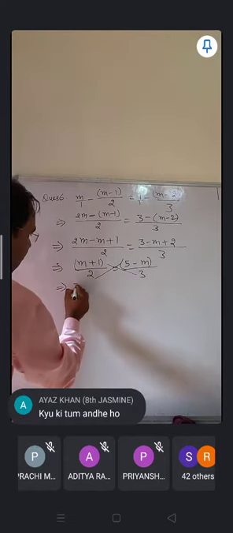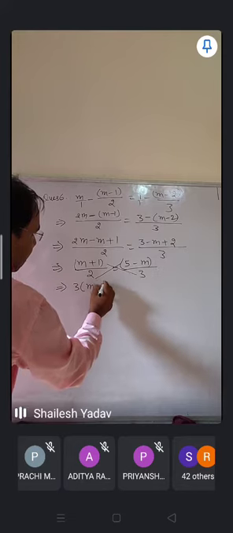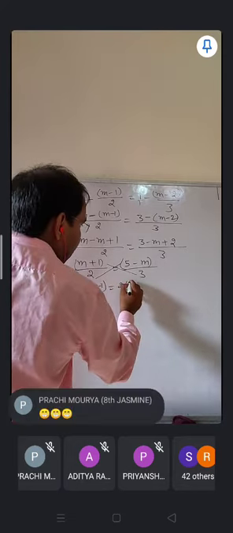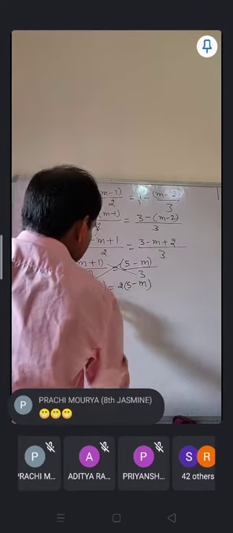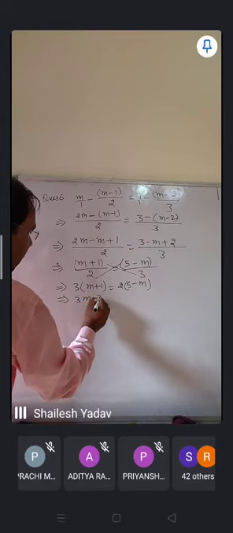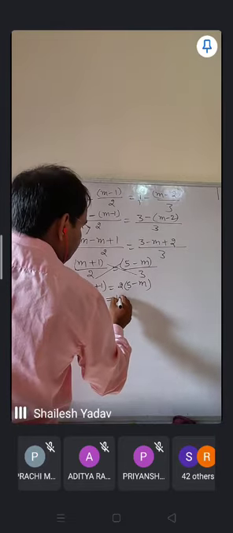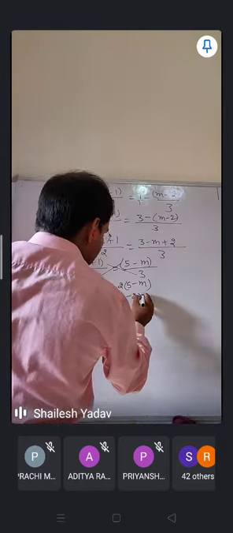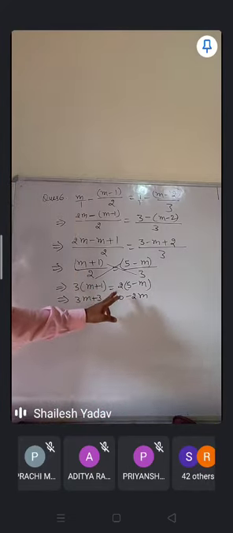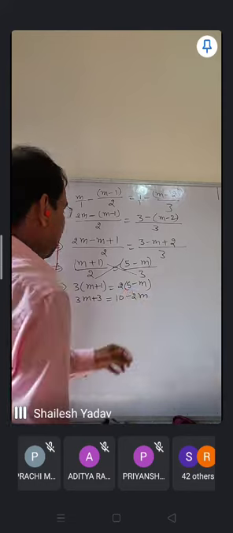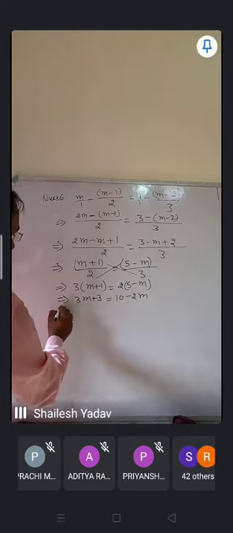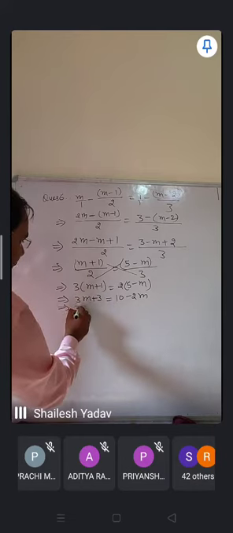So it is equal to 3 multiplied by m plus 1 and equal to 2 multiplied by 5 minus m. So it is equal to 3m plus 3 equal to 10 minus 2m. So 3 into m is 3m plus 3 into 1 is 3, equal to 2 fives are 10 minus 2m. You need to send the variable term in one side and numerical value in other side. So minus 2m will be transferred in this side.